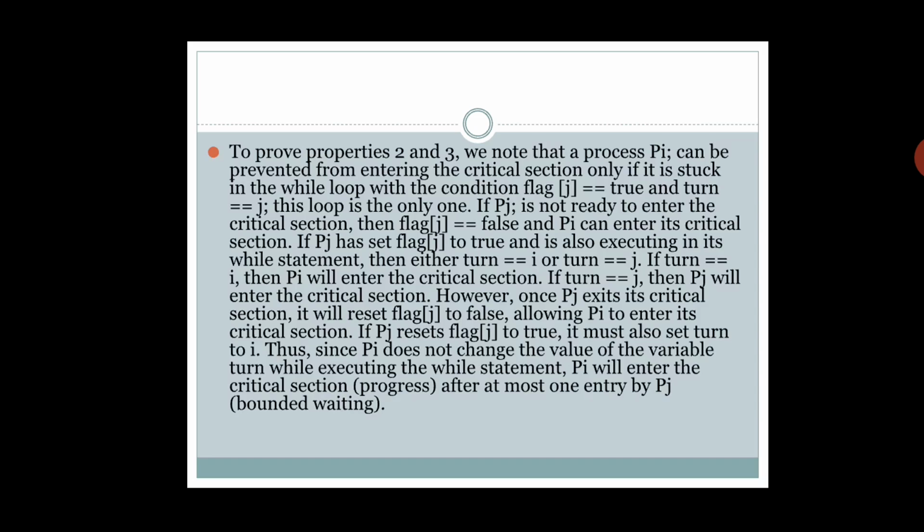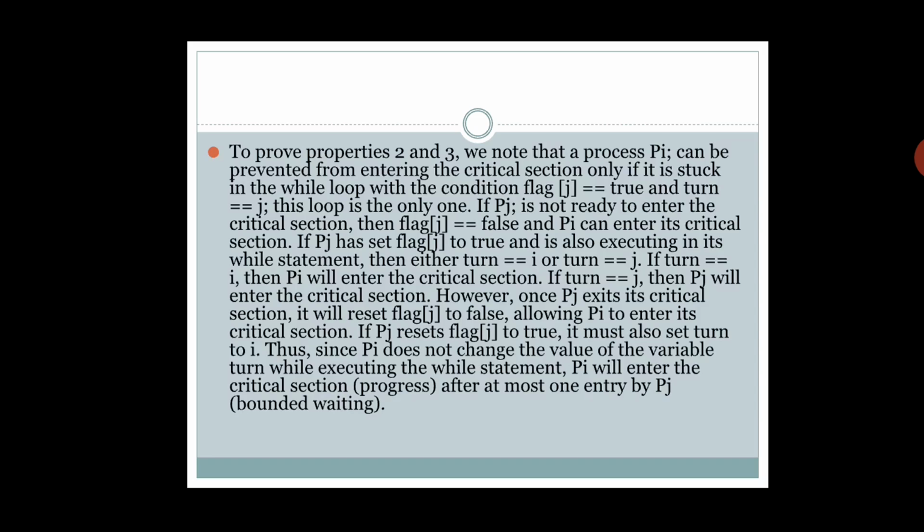Fine. Now if turn equal to j, then Pj will enter the critical section. That is what I just said. However, once Pj exits its critical section, it will reset flag[j] to false, so that the next process or Pi can be accessed. Any other process which is using can be accessed. That is the thing. Now if Pj resets flag[j] to false, it must also set turn to i. Why does it have to set turn to i? So that the next process can access the critical section.